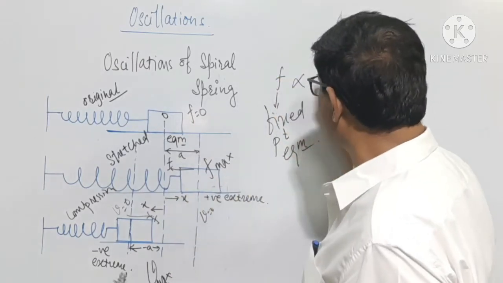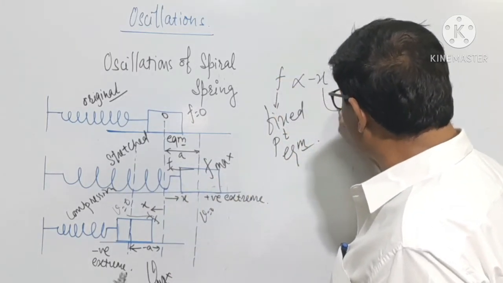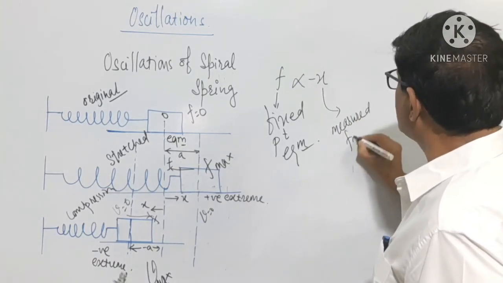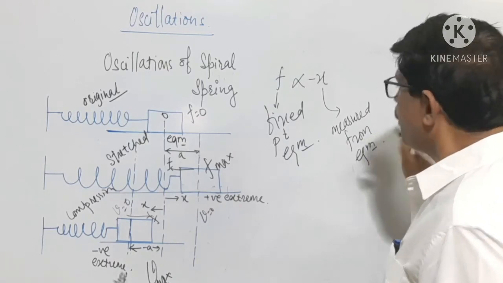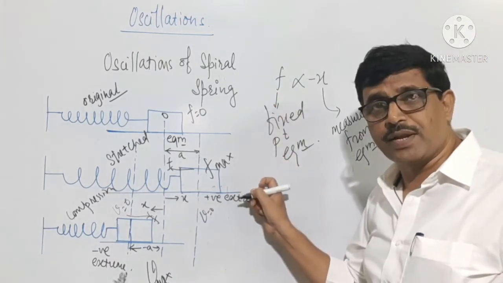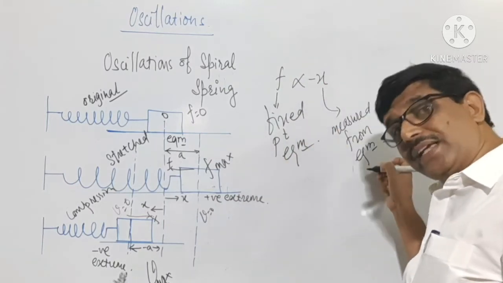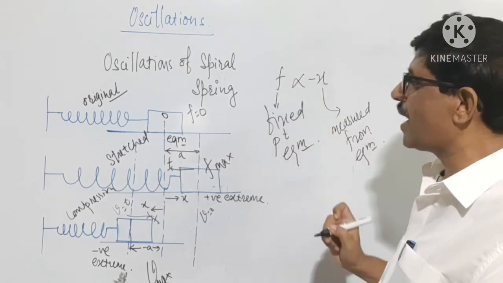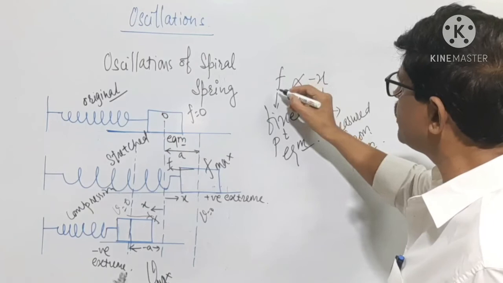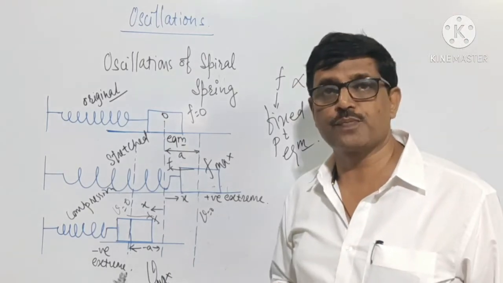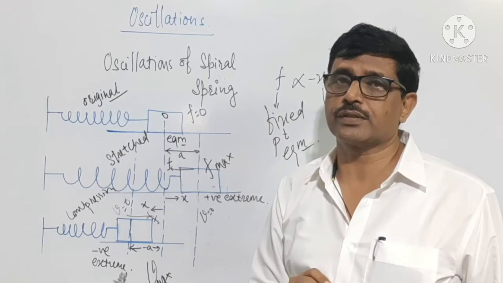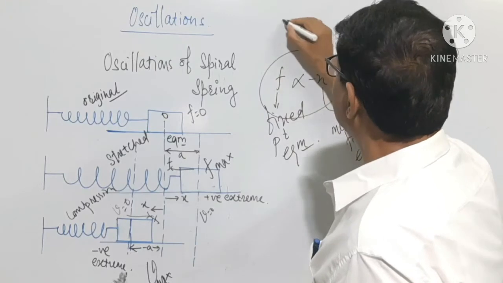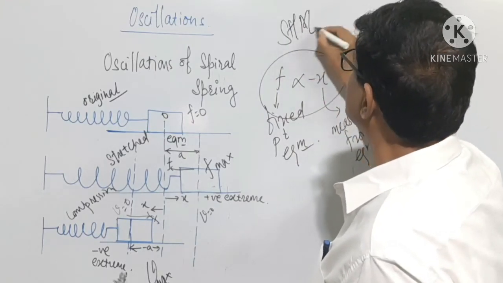This displacement is always measured from equilibrium. Now what you will see is that force is towards equilibrium, displacement is measured from equilibrium, therefore these two are in opposite direction. At the same time, the magnitude of the force is directly proportional to displacement. Such a type of motion which is periodic, which is oscillatory, is called simple harmonic motion.